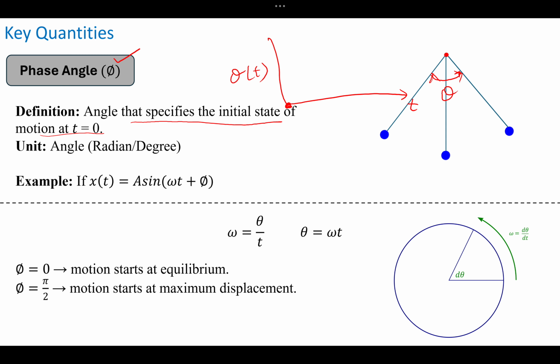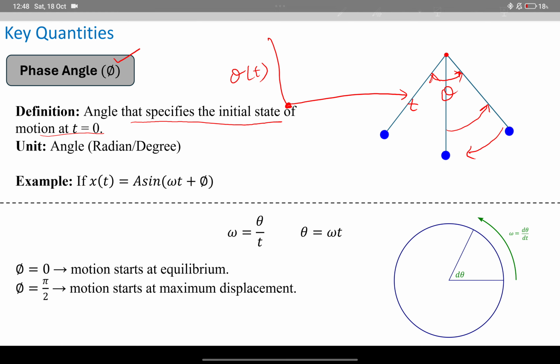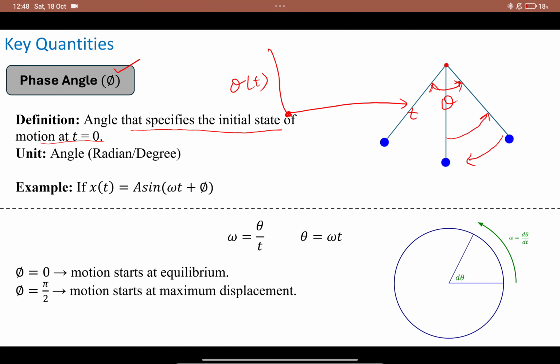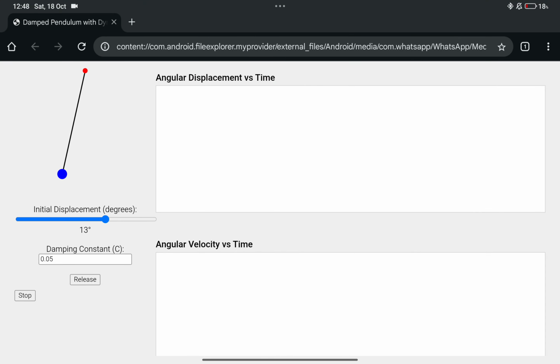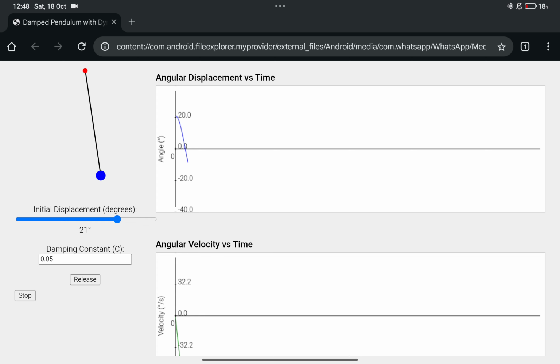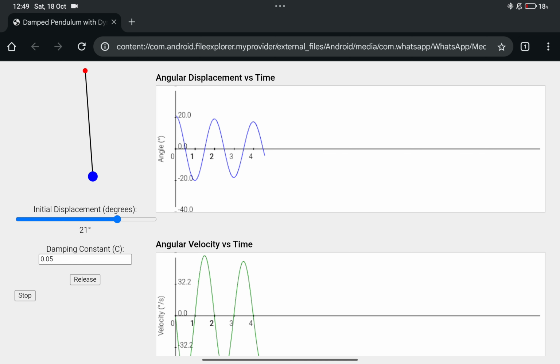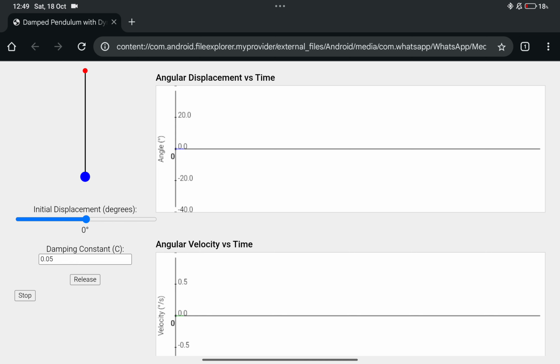We moved the body to this position and then released it in order for it to oscillate. That was the initial displacement that we put in there. So we had to give it some initial displacement, for example 21 degrees or whatever, and then you release it. Afterwards it started oscillating. If it was at the initial position and you released it, there would be no displacement because the body stays at that specific position.